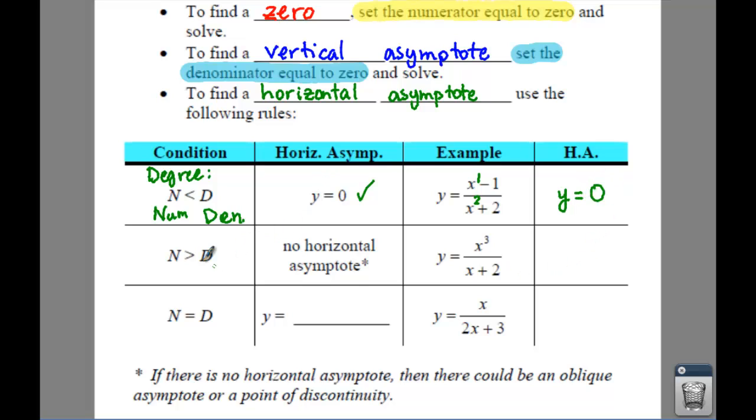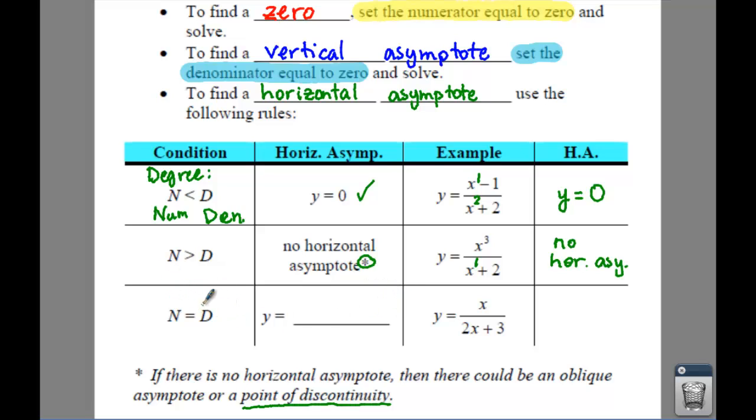Now, if the degree of your numerator is greater than the degree of your denominator, you do not have a horizontal asymptote. In fact, notice this little asterisk here. If the degree of your numerator is greater than your denominator, then you have no horizontal asymptote, which means there could be an oblique asymptote or a point of discontinuity, which is what we're going to be learning about. So if you look at the example here, you have an x to the third on top and an x to the first on bottom. That means you have no horizontal asymptotes, or you could just say HA.